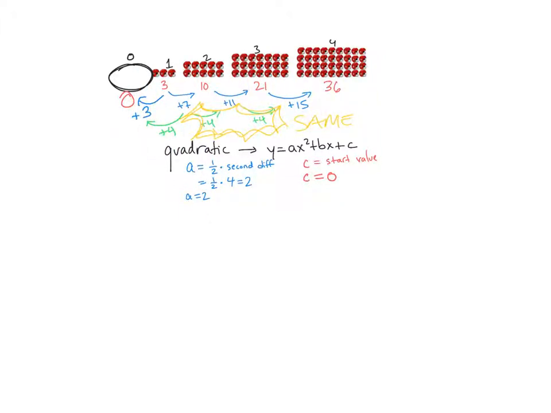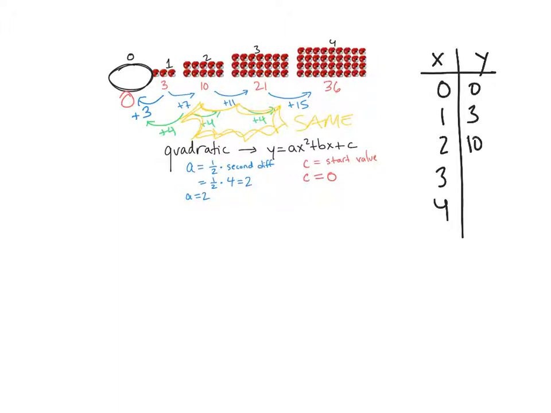If we were to turn this diagram into a table, this is what it would look like. I would have my X's, my Y's. Here's step 0, 1, 2, 3, 4. That was 0, 3, 10, 21, 36. So which one of these points, that's not the starting value. I can't use the starting value. So which one of these points do you want to choose to find our B value? I like to use the one that's going to be easiest, which I think is this one right here. So the 1 is my X, the 3 is my Y.